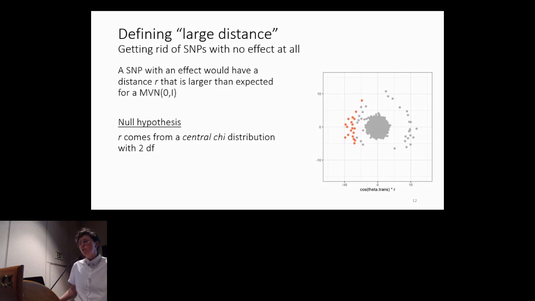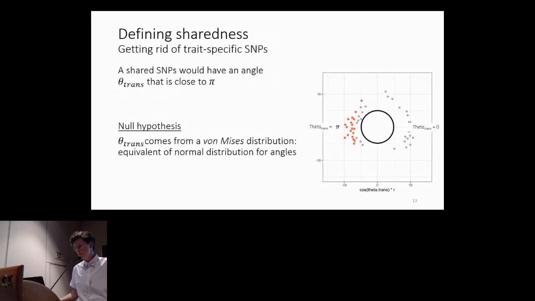And a SNP that would have an effect has a distance that is larger than expected for a multivariate normal distribution. So we can just readily use a central chi distribution with, in this case, 2 degrees of freedom for the number of traits. After this, we have gotten rid of all these SNPs in the middle, and we continue with only the filtered SNPs that have an overall effect.